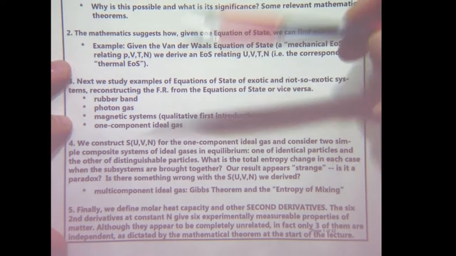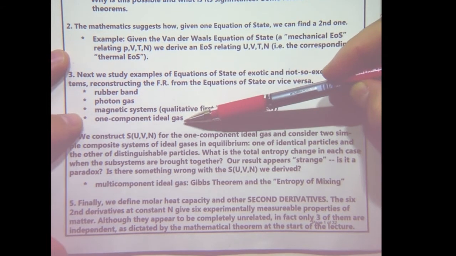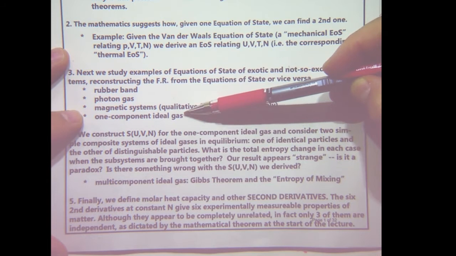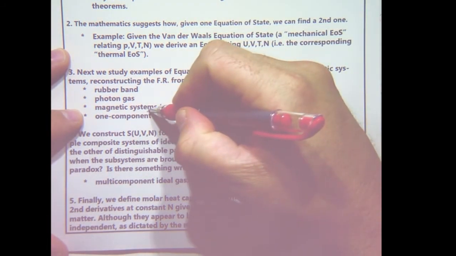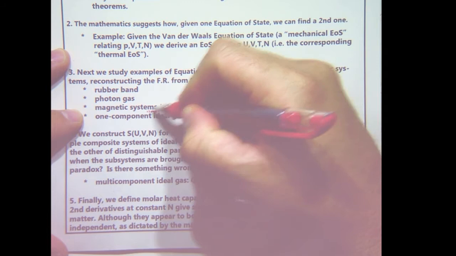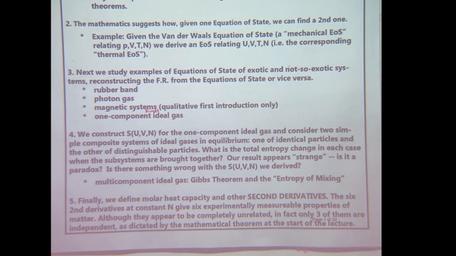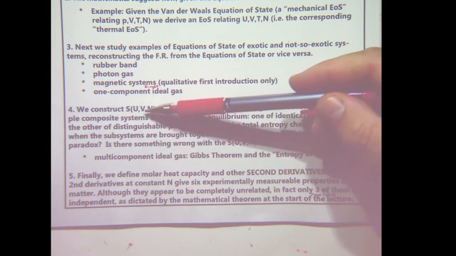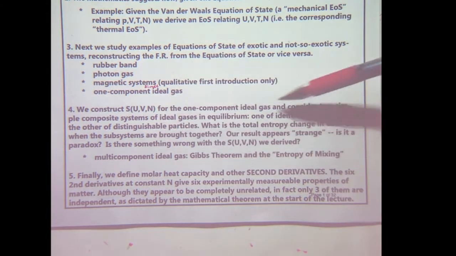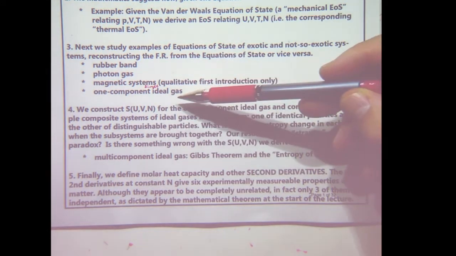We'll derive the fundamental relation for the one component ideal gas. Callen actually calls it a simple ideal gas. You can read what he means by simple. And then we'll actually construct the fundamental relation from the equations of state of the ideal gas.